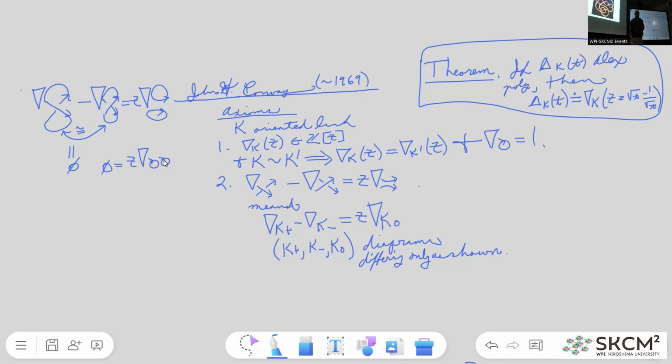If that's true, we can cancel the Z. That can't make any difference in that polynomial ring. If Z times something is zero, then that thing is zero. There are no zero divisors there. So zero is equal to nabla of the two-component unlink. So now we know one extra fact. We know that nabla of a single loop is 1 and nabla of two loops is 0.